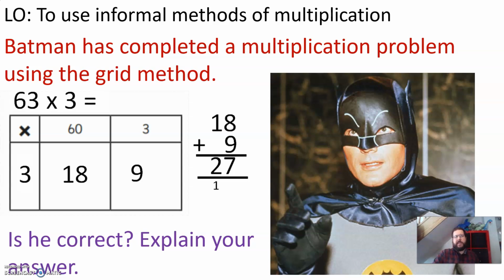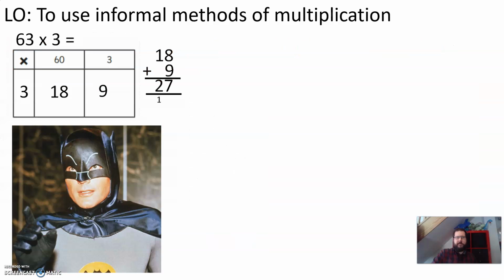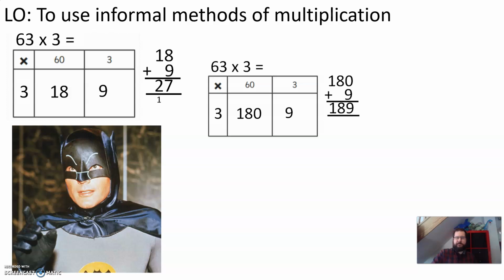Batman has completed a multiplication problem using the grid method. 63 times 3, which he believes the answer is 27. Is he correct? Explain your answer. So, first thing I did, in order to decide whether he's correct or not, is I had a go at doing it myself. Now you can see that I have got a completely different answer to Batman, and the big difference seems to be that I have got 180 in the 3 times 60 box where he has 18. And I think I've figured out the problem he's done.